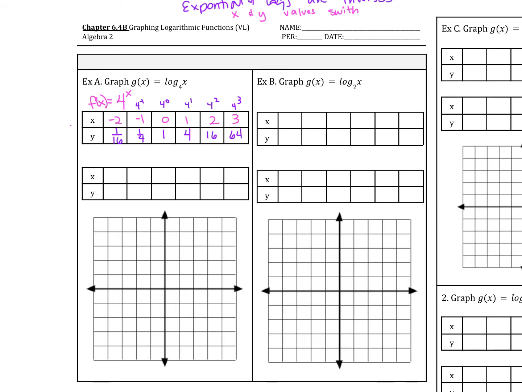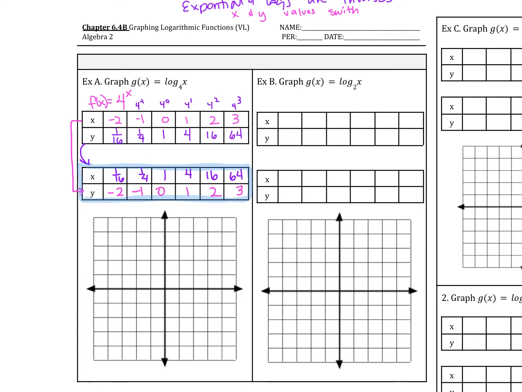Because the exponentials and the logs are inverses, we can switch the values. So my y values will now be the x values from the 4 to the x: -2, -1, 0, 1, 2, and 3. And our x values will be the y's from below: 1/16, 1/4, 1, 4, 16, and 64. Our goal is really just to graph our log, so these are the values for our log.